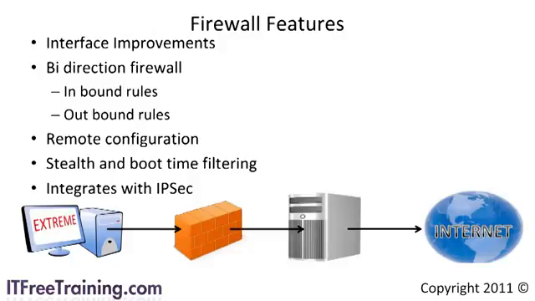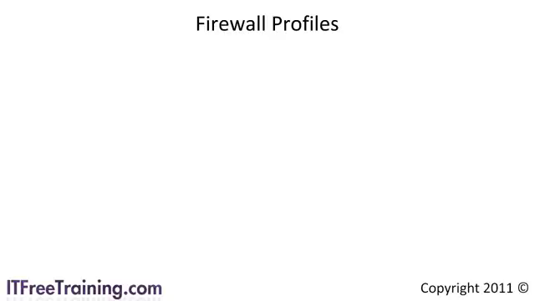Windows Firewall comes with 3 different firewall profiles. Each profile has its own settings and can be customized independently of the other profiles. The first of these is the domain profile.